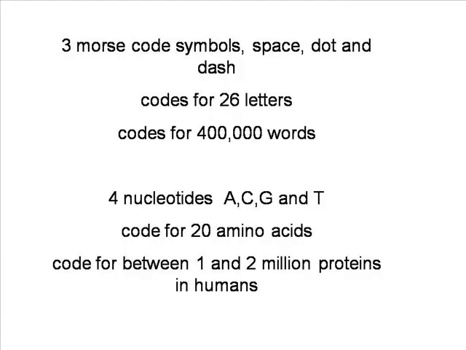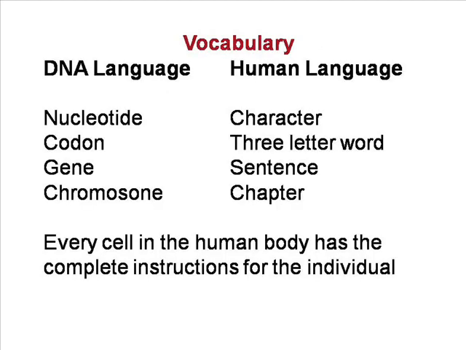Let's use another example. The Morse code has a short pulse and a long pulse, separated by a space. These can be arranged to provide the 26 letters of the alphabet. From this, we can produce the 400,000 or so words of the English vocabulary. In a similar way, the 4 nucleotides code for 20 amino acids and the 1 million proteins required to construct and maintain the human body. To summarize the vocabulary of the genetic code, nucleotide is equivalent to a character, codon to a word, gene to a sentence, chromosome to a chapter.